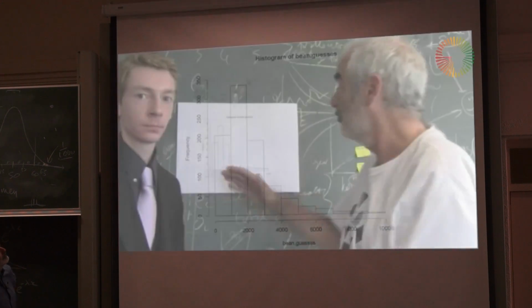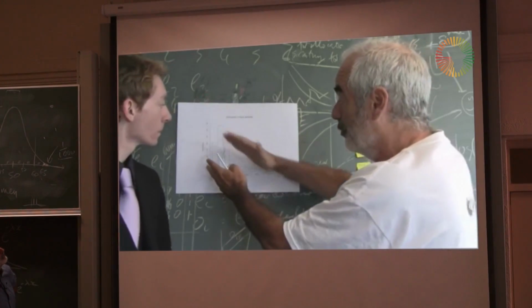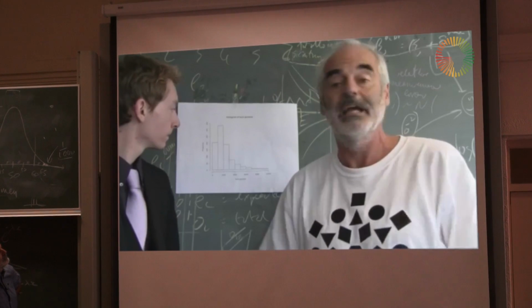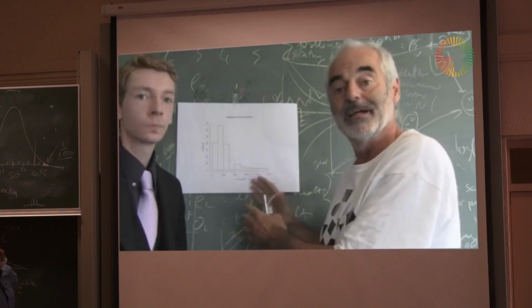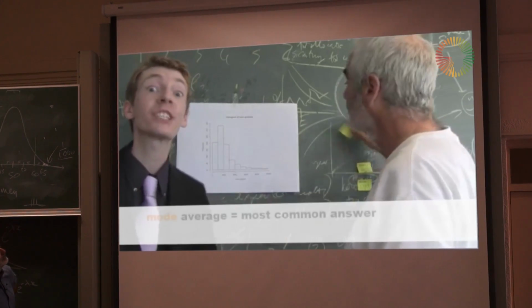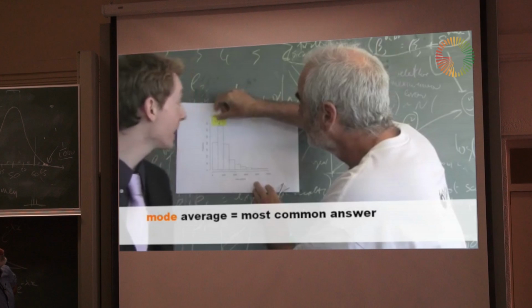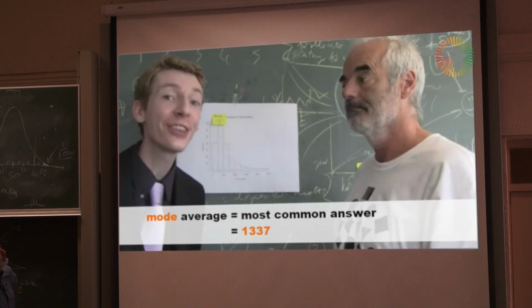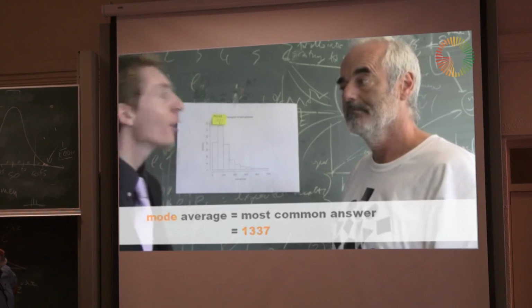The problem when we've got a distribution like this, a sort of skew distribution, is that it's not at all clear what measure we should use when we want to say the average opinion. There's a number of different averages we could choose. We could use the most common answer, which is called the mode average. And in this case, the most common answer was 1,337. Bunch of nerds.